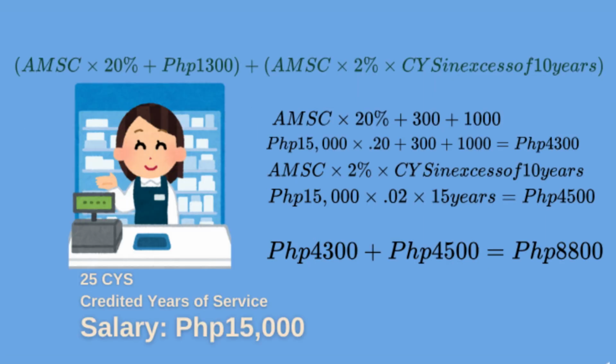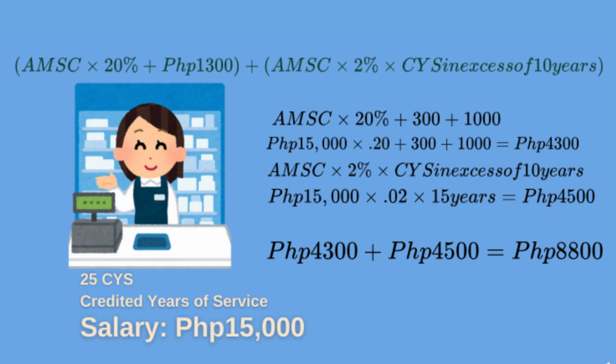Now we'll calculate Elsa's estimated regular SSS monthly pension using the first formula. The first part of the first formula computes for 20% of the average monthly salary credit or AMSC plus 300 pesos plus an additional 1,000 pesos, since her total credited years of service is 25 years, and she has 15 years in excess of 10 years. The second part of the first formula calculates 2% of the average monthly salary credit or AMSC multiplied by 15 years. So, Elsa's regular monthly pension using the first formula is 4,300 pesos plus 4,500 pesos, that is equivalent to a total of 8,800 pesos.